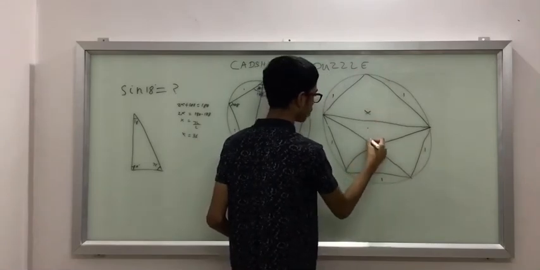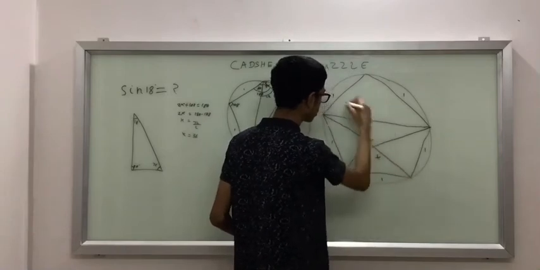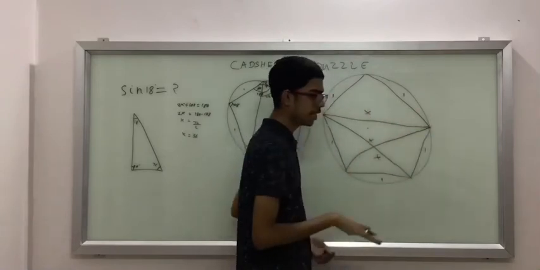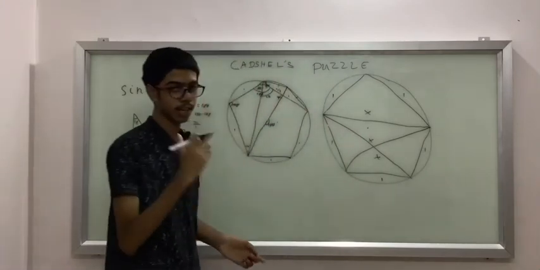All lengths will be x. This will also be x, this will also equal x, this will also equal x, this will also equal x. Every diagonal is equal to x. Now I'm going to find the value of x.